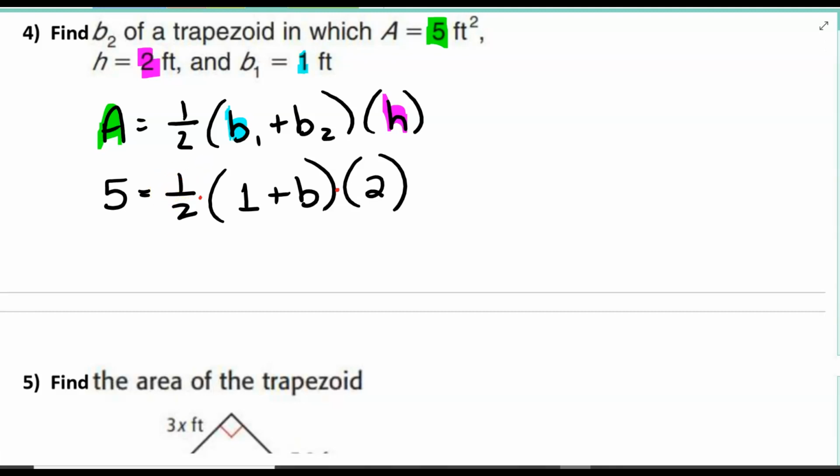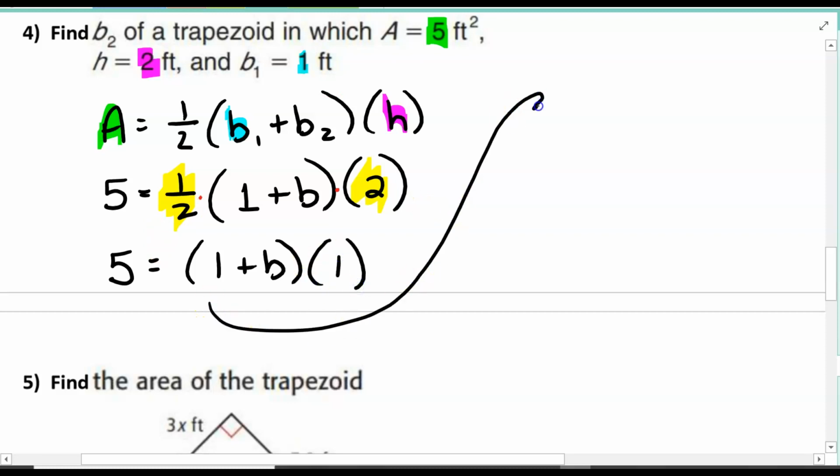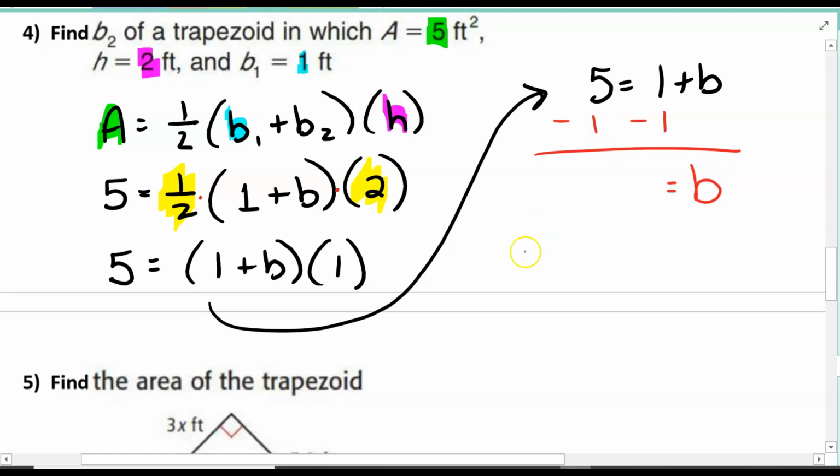So I can just look to multiply the 1/2 times the 2. That's going to get me 5 is equal to 1 plus b, and then 1/2 times 2 is really just 1, right? So what I'm working with is 5 is equal to 1 plus b. Times 1 is kind of insignificant. So last step, to get b alone, subtract 1. We find that our other base is worth 4 feet.